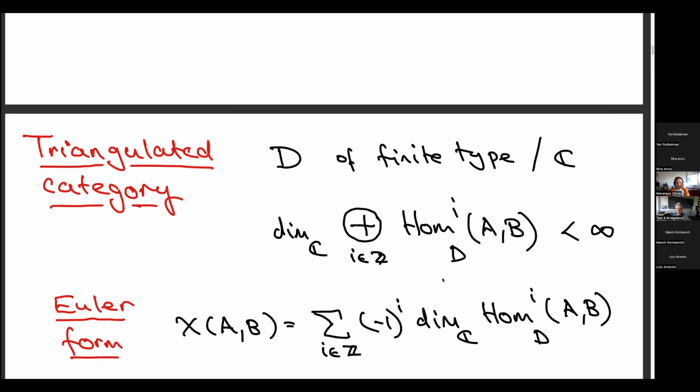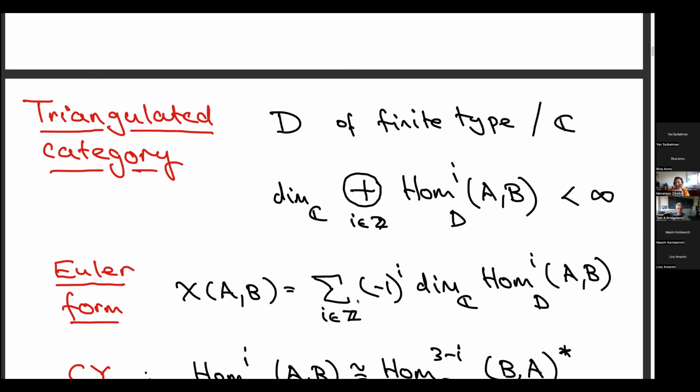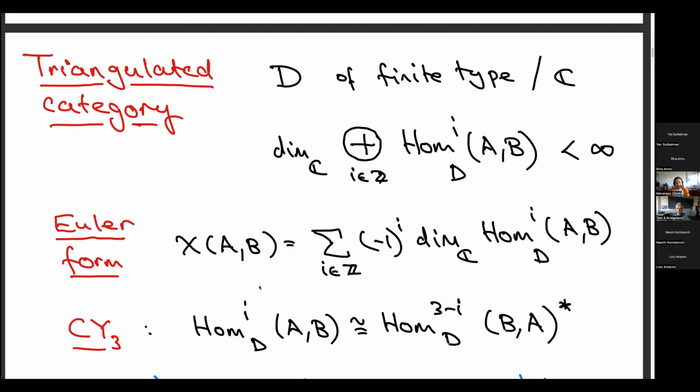And then whenever you have a category like that, the first thing you want to define is the Euler form, which gives the alternating sum of dimensions of those Hom spaces. And this descends to the Grothendieck group. So it gives you a bilinear form on the Grothendieck group.